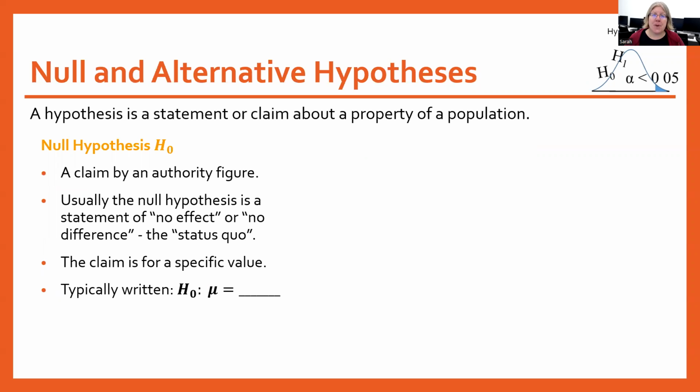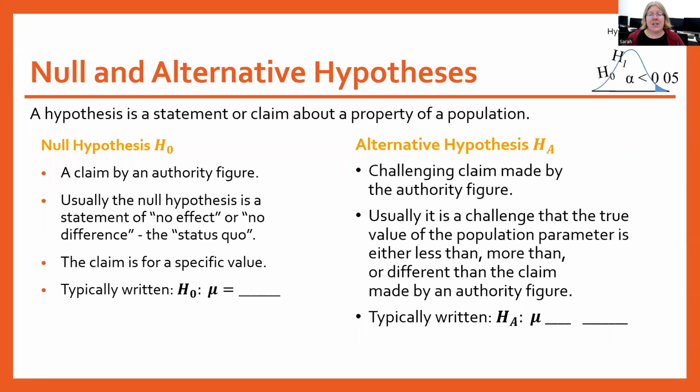And you're going to give the symbol for the population being mu, put an equal sign, and then put a number there. And then our alternative hypothesis is H with a little a as a subscript. And this is the challenging claim made by the authority figure. Usually it is a challenge that the true value of the population parameter is either less than, more than, or different than the claim made by an authority figure. So that one is going to be written as H with an A to indicate it's the alternative hypothesis. You'll also use mu, and then you're going to use some sort of inequality sign, either a less than, greater than, or not equal to. You'll use the same number that was in the null hypothesis.